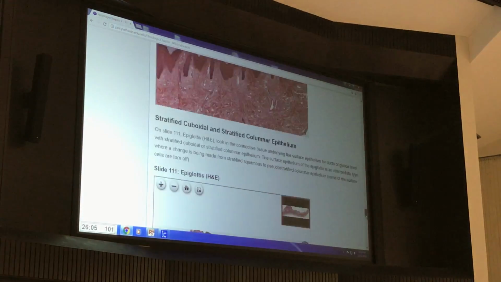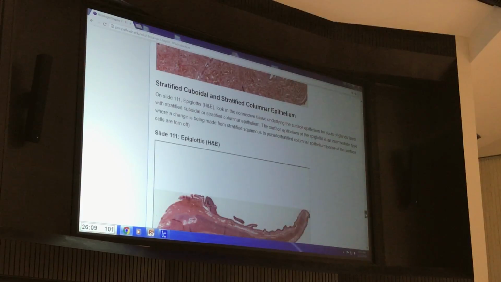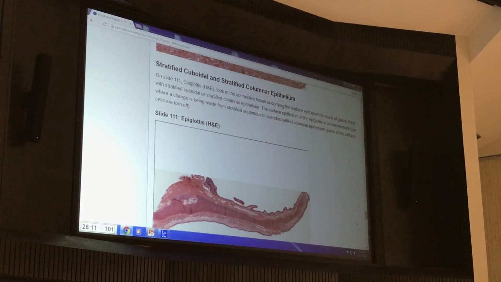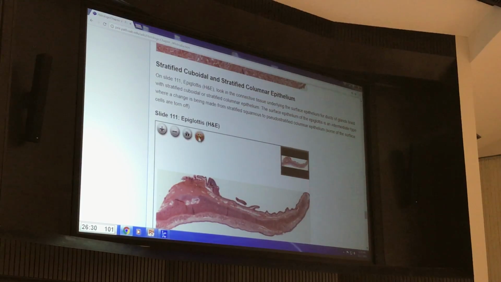Okay. Stratified cuboidal and stratified columnar. Let's look at this slice of the epiglottis. Where do we mostly find stratified cuboidal and columnar? Y'all remember? Glands, right, glands and ductwork. So we're going to look at some of the ducts in this epiglottis.